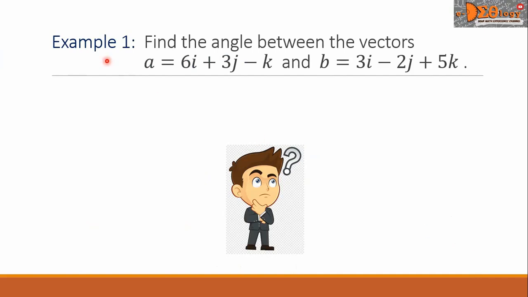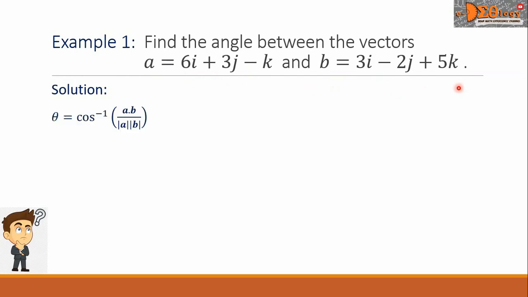Let's see example 1. Find the angle between the vectors A equals 6i plus 3j minus k and B equals 3i minus 2j plus 5k. First, let us write our formula for the angle. Now for step 1, let us evaluate A dot B. We have this formula. Let us now substitute the corresponding values.